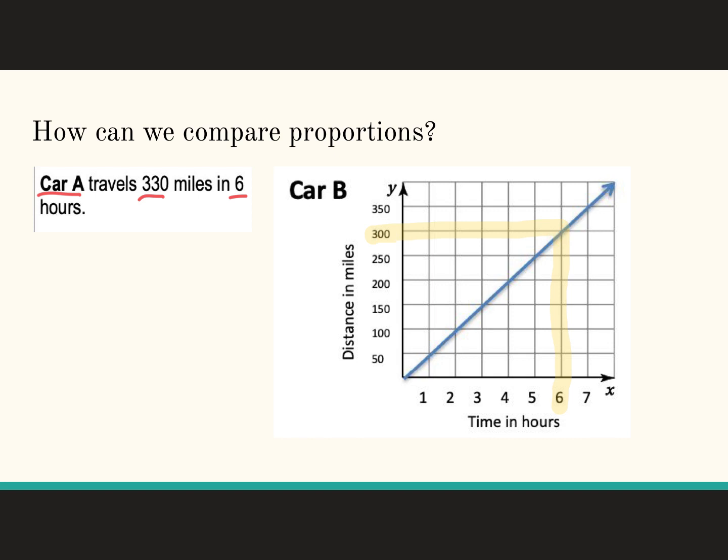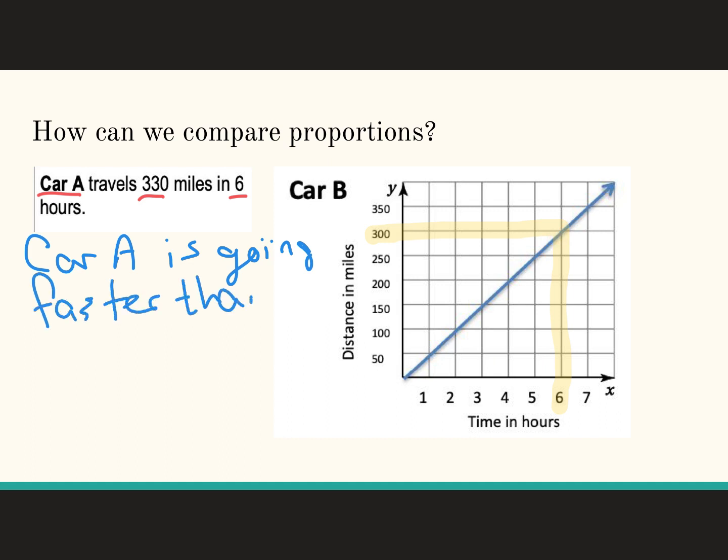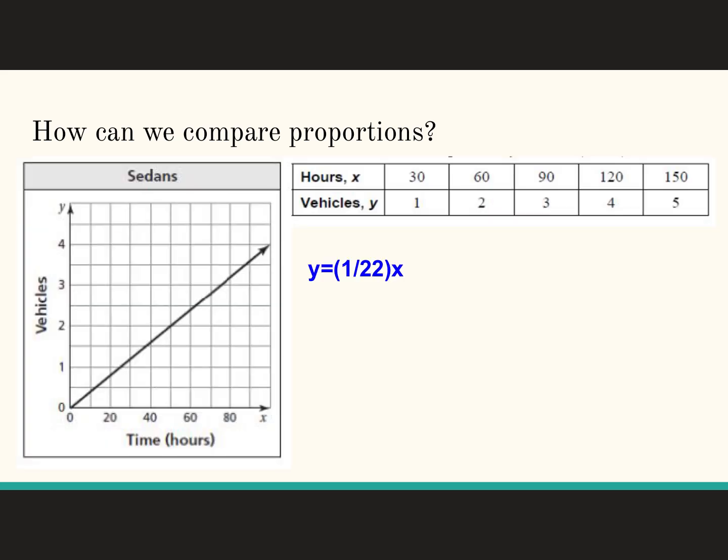So I know car A is going faster than car B, because I can see 330 versus 300. So car A is definitely going faster.